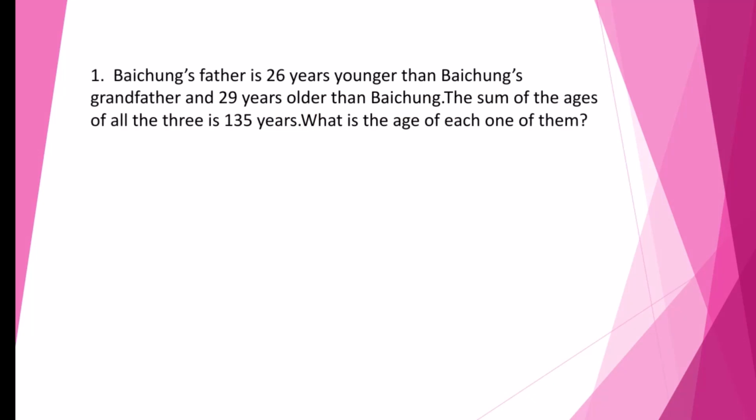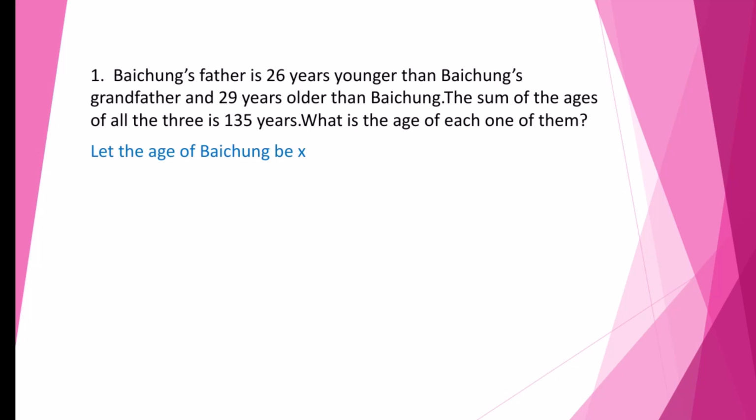First question. Baijung's father is 26 years younger than Baijung's grandfather and 29 years older than Baijung. The sum of the ages of all the three is 135 years. What is the age of each one of them? First, you have to read the problem carefully and note what is given and what is required.